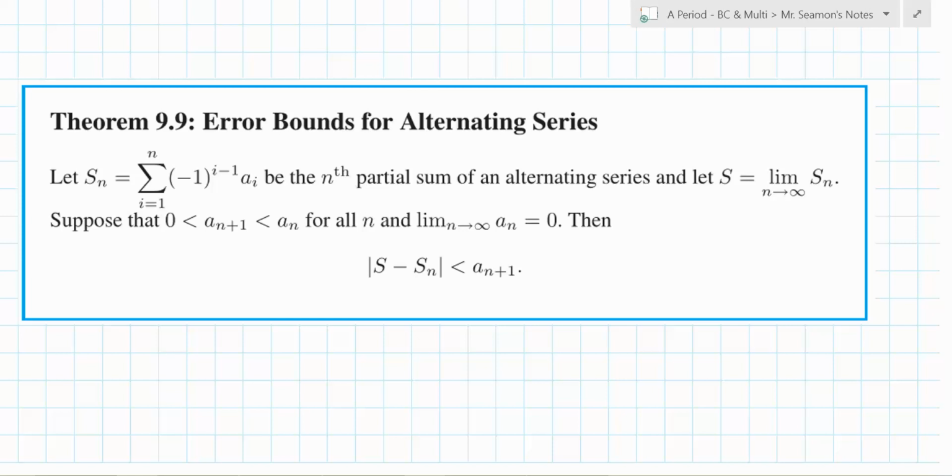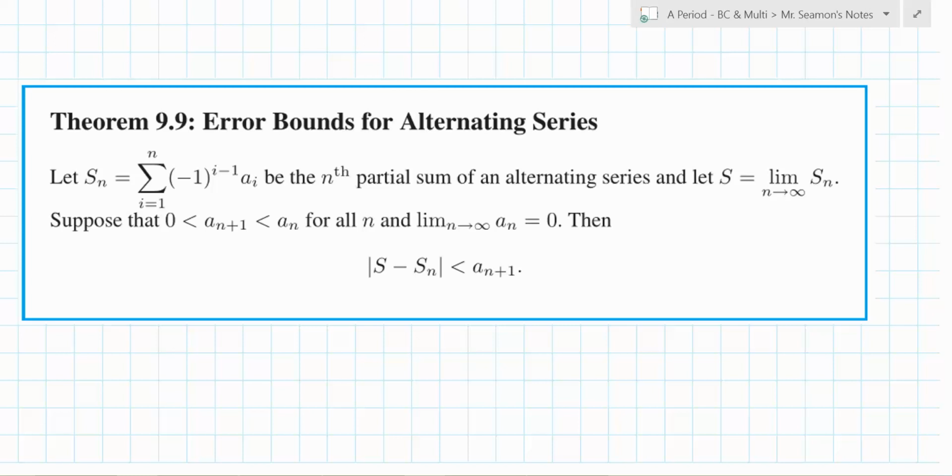Suppose that a_(n+1) is less than a_n for all n. So what does that mean? It means that each next term, if you took the absolute value of this right here, what would happen to this thing right here? It just goes away, because that's just the power of -1. The absolute value of -1 or 1 is always 1, so it just goes away. So this is saying that the absolute value of the terms is getting smaller.